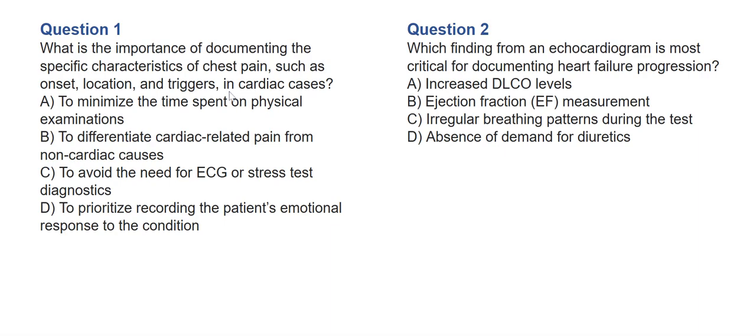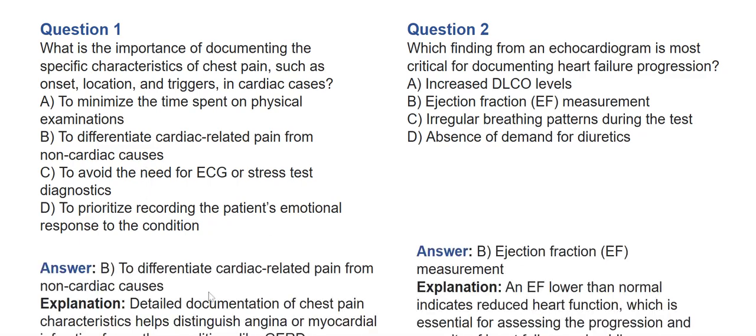Question 1. What is the importance of documenting the specific characteristics of chest pain, such as onset, location, triggers in cardiac cases? A, to minimize the time spent on physical examinations. B, to differentiate cardiac-related pain from non-cardiac causes. C, to avoid the need for ECG or stress test diagnostics. Or D, to prioritize recording the patient's emotional response to the condition. The answer would be B, to differentiate, as detailed documentation of chest pain characteristics helps distinguish angina or a myocardial infarction, MI, from other conditions like GERD or musculoskeletal pain, leading to timely and accurate treatment decisions.